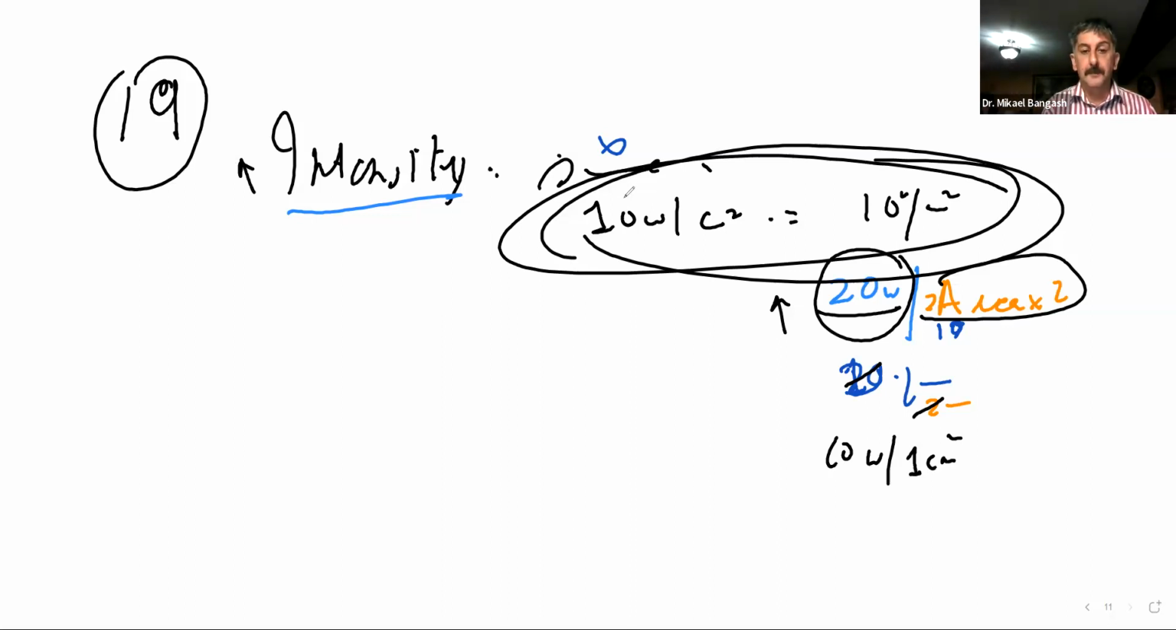So to keep the intensity the same, by doubling the power, we also need to double the area. Doubling the power will cause a doubling of the intensity. Doubling the area is just going to reduce the intensity, because intensity and area are inversely proportional.